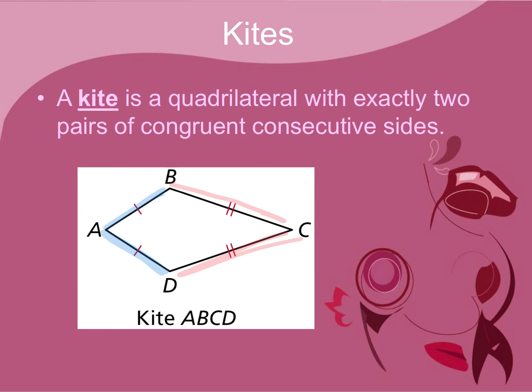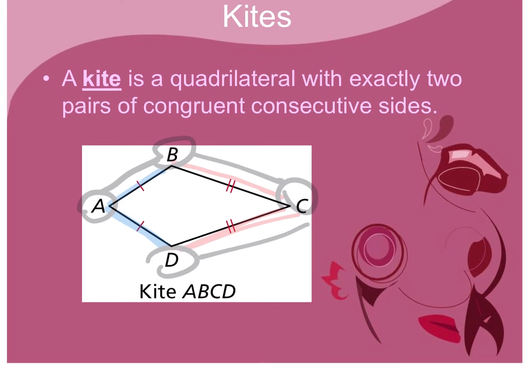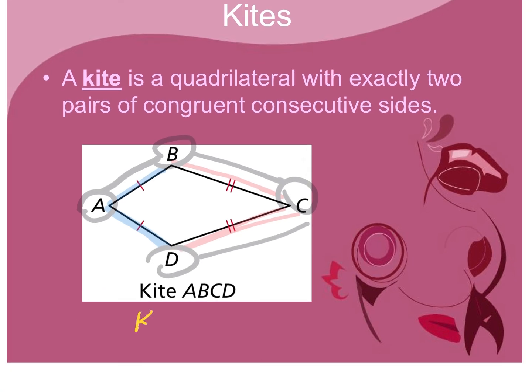Again, when you name a kite, you're going to write the word kite and then pick a starting letter and then go around the edges. So here they started at A, then they went to B, then to C, then to D. I could have also named this kite in reverse, A, D, C, B. It doesn't matter where you start, just go in consecutive order.